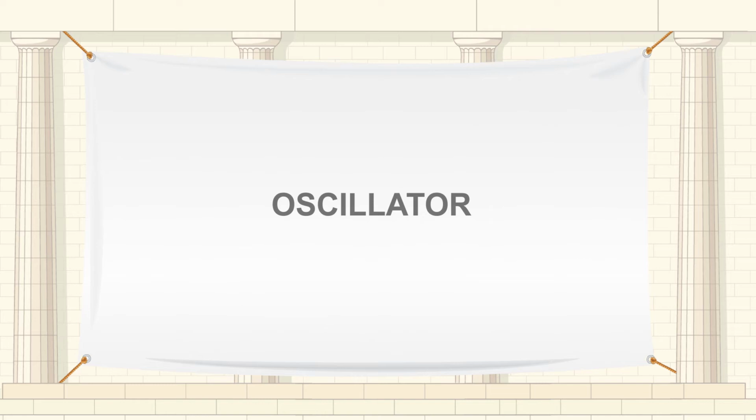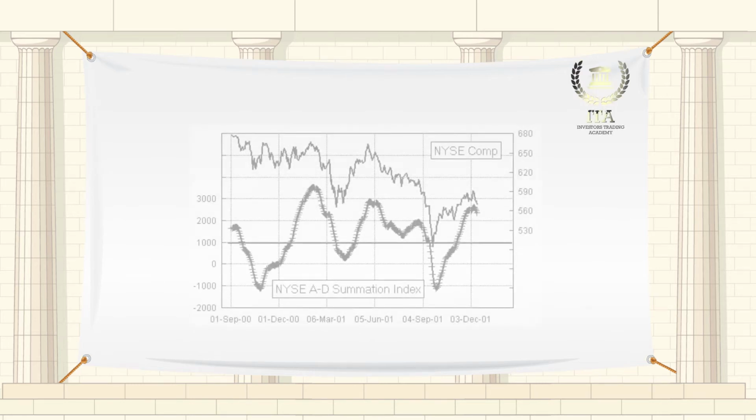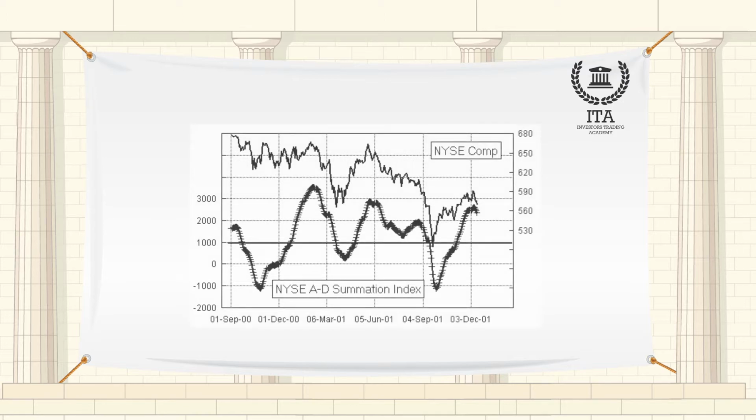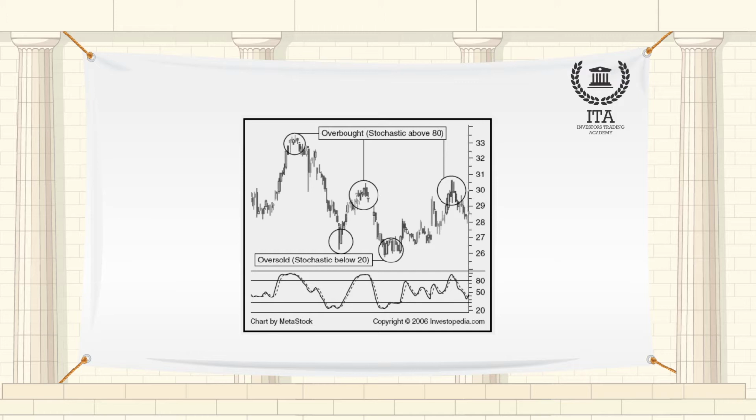Our word of the day is oscillator. An oscillator is a technical analysis indicator that varies over time within a band above and below a center line, or between set levels. Oscillators are used to discover short-term overbought or oversold conditions.